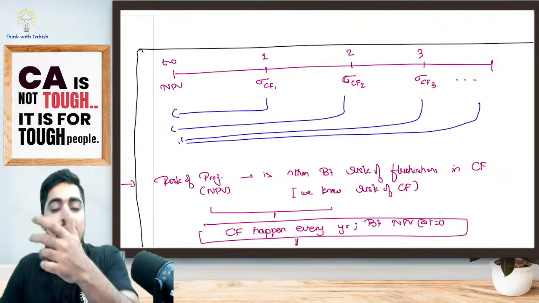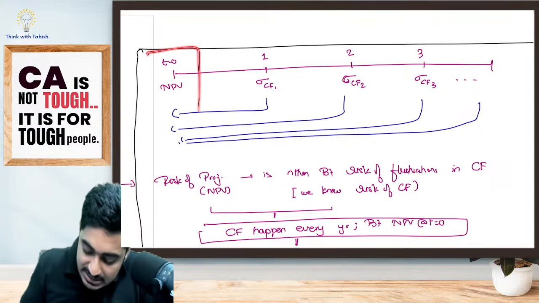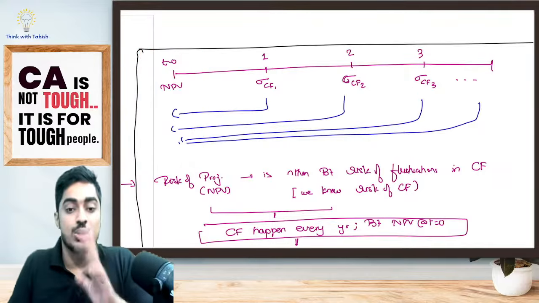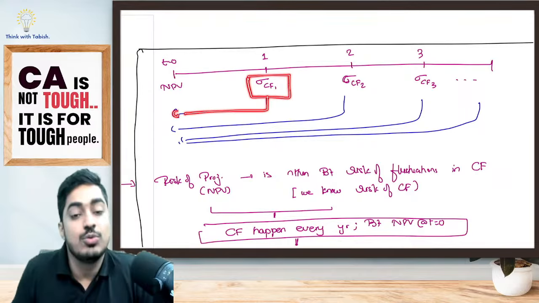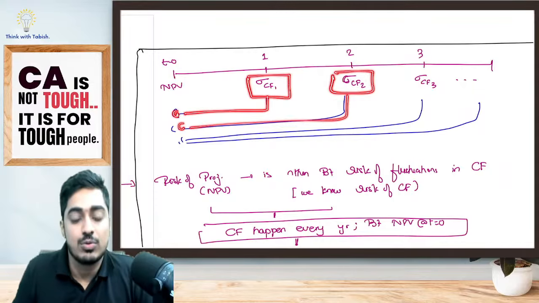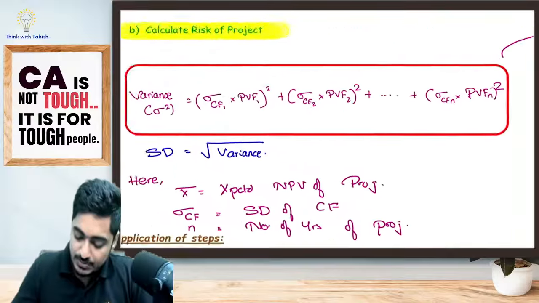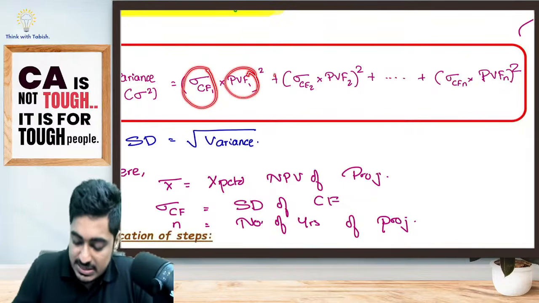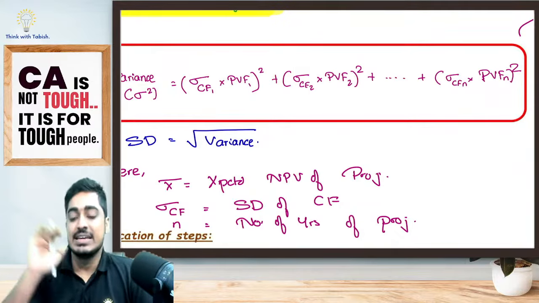I want the risk of project, that is the risk of NPV. NPV is at T equal to 0. So what I will do? I will bring it to present value. Yes or no? Yes. That means what will it be? Sigma cash flow 1 into present value factor 1 plus sigma cash flow 2 into present value factor 2 for 2 years. Sigma cash flow 3 into present value factor 3. So on and so forth. So I'll first write standard deviation of cash flow 1 into present value factor 1 plus standard deviation of cash flow 2 into present value factor 2. So on till n years I will do.